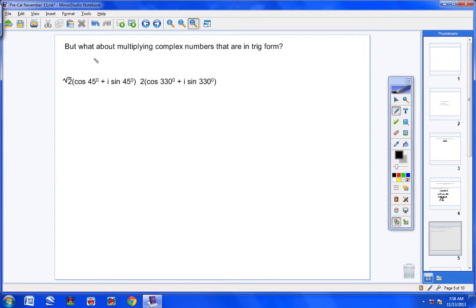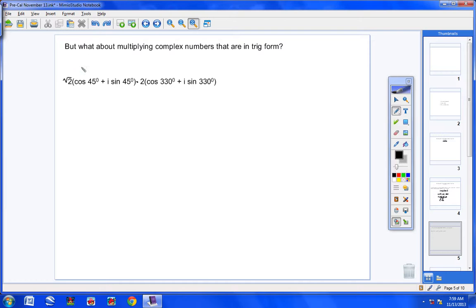However, today we're going to learn how to multiply complex numbers that are in trig form. And you know what? You're going to find it amazingly easy. So let's get after it. Go ahead and copy this problem down. And again, if you have to pause the video, pause. I'm going to keep moving. Copy this problem down, and let's learn how to multiply this complex number times this complex number, and notice they're both written in trig form.